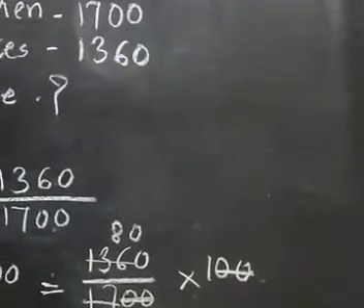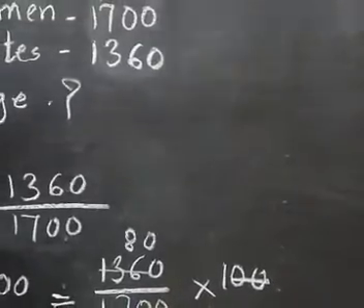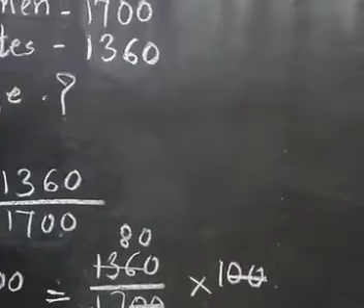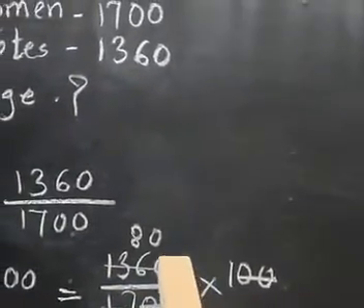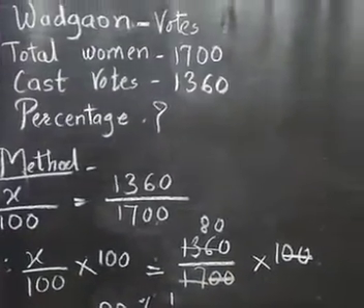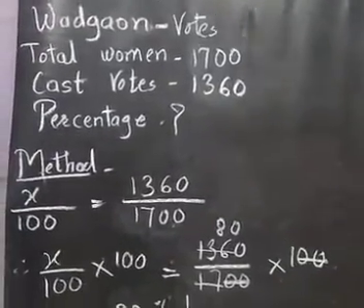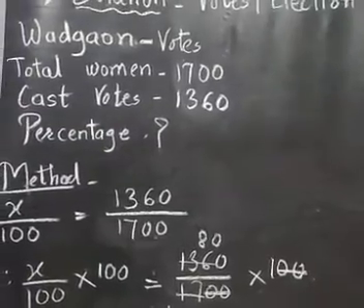Now only 17 is here, and here 1360. So you can easily find out that these two numbers are in the same table of 17. So 17 ones are 17 and 17 eights are 136, and the 0 will come as it is, so 80. So how many percent women have given their votes in Vadgaon? 80%.